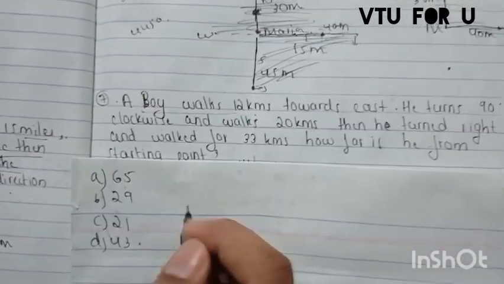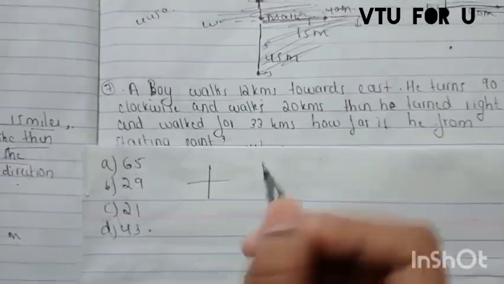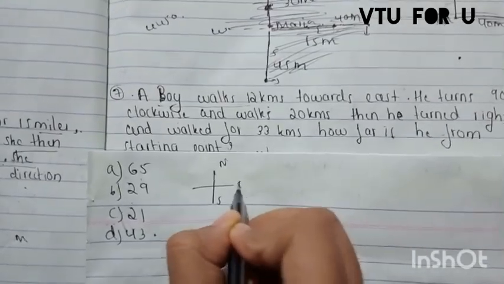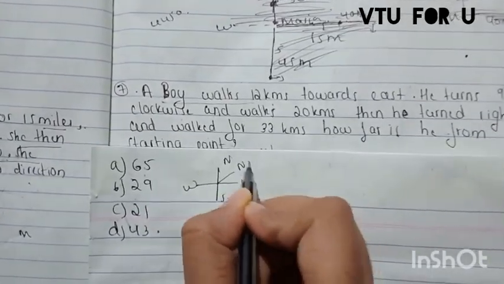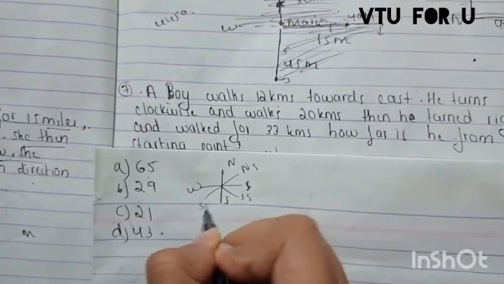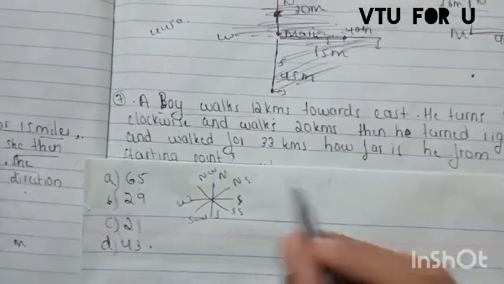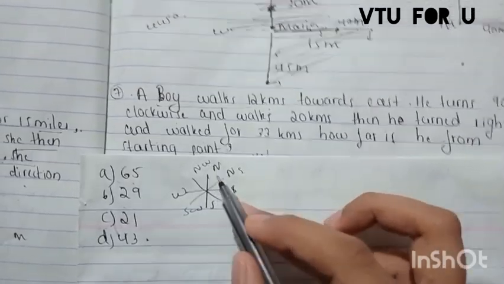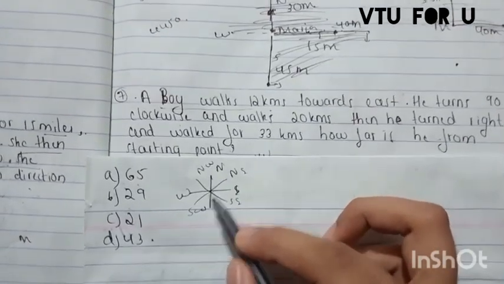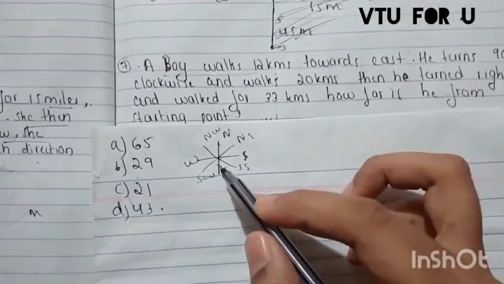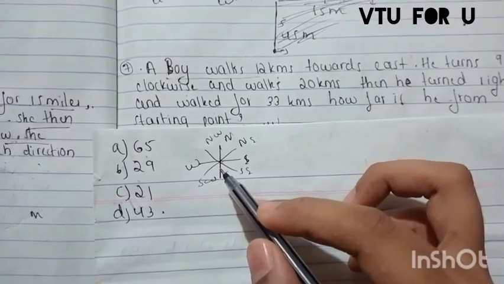So the main thing we should know, as I said all the time, is that this is north, this is south, this is east, this is west, this is northeast, this is southeast, this is southwest, and this is northwest. If you are perfect with this, then definitely no need to draw this again and again, but I am doing this because I feel that you should do it.